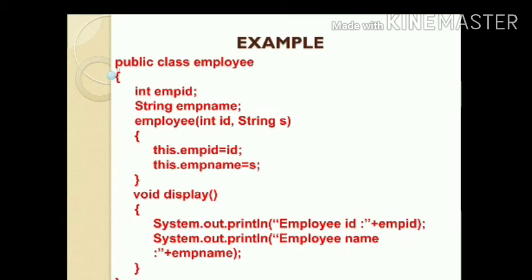This object is used to create the employee IDs and employee name. Then display is the method. Another method is used here. In this method, it does not return any value, so the return type void is used. In the first statement, it displays the message employee ID colon the value of employee ID. The second statement, it prints the value of employee name.